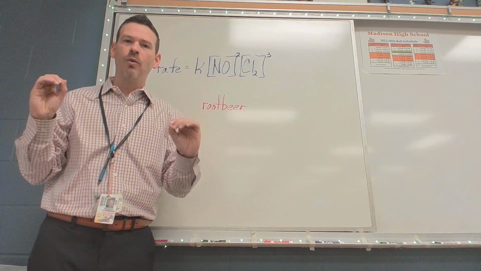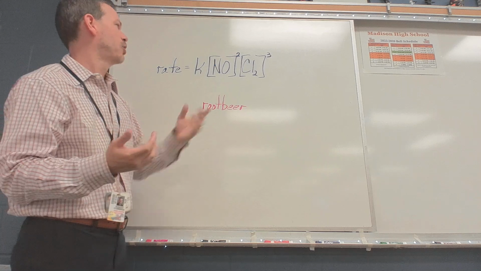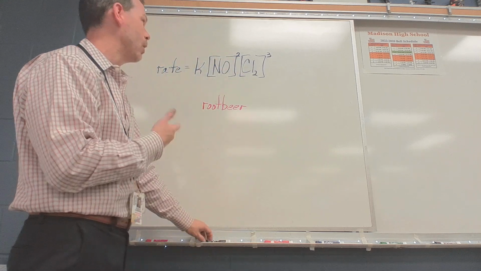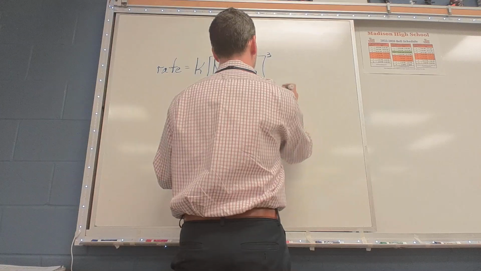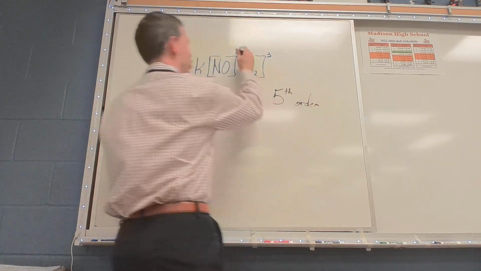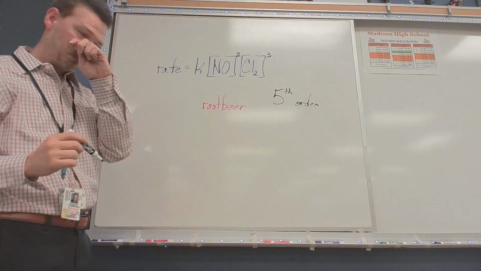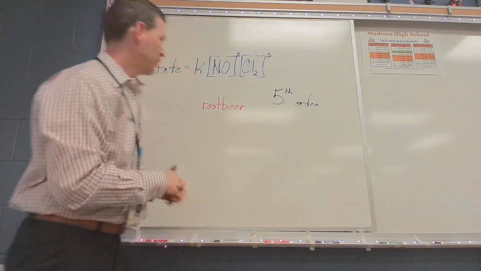The order of the reaction is found by adding up the order of the reactants. So that's real simple. What would the order be here of the overall reaction? Yeah, this would be fifth. 2 plus 3. We won't be dealing with any fifth orders, but just for argument's sake.